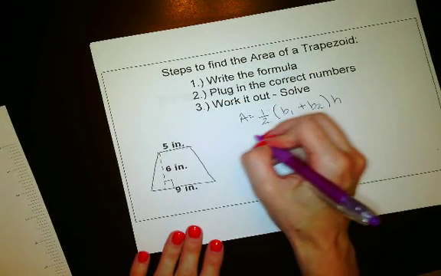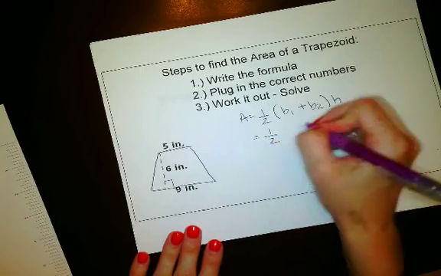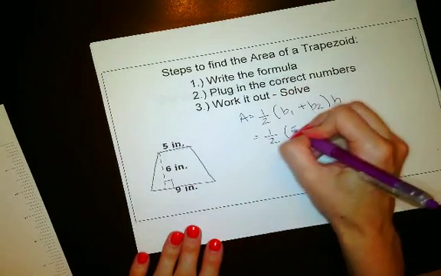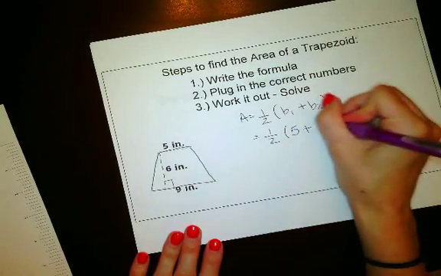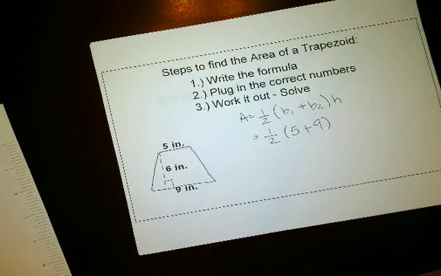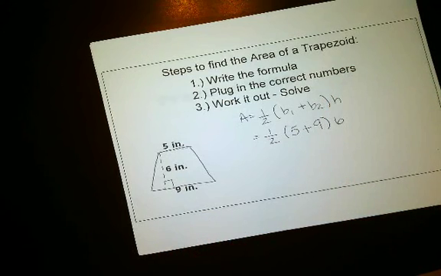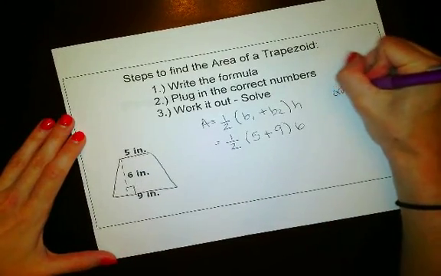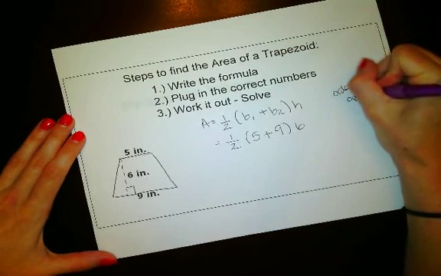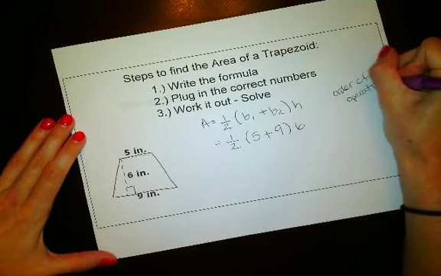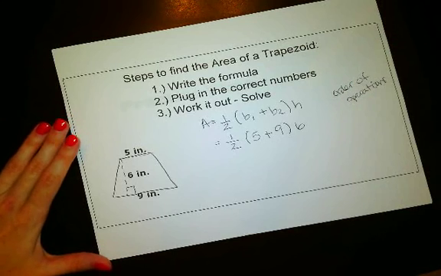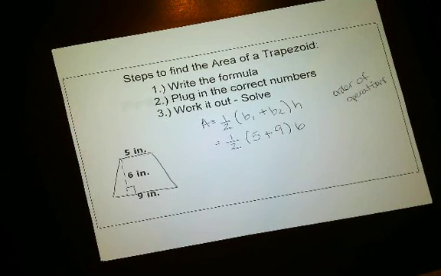So let's go ahead and plug in our numbers. I'm going to bring down my 1/2. Base 1 I'm going to put as 5, which means my base 2 has to be 9. And remember, our height is always going to form a 90-degree angle, so my height is 6. Now, because we have a lot of things going on in here, we need to work this like an order of operations problem. Which means I need to figure out what I need to do first.